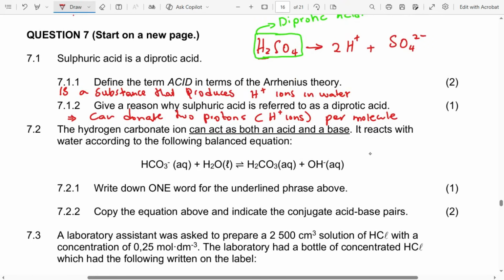A hydrogen carbonate ion can act as both an acid and a base. So, one word for the underlying phrase: if something can act as an acid and a base, we call that an ampholyte. So it reacts with water according to the following balanced equation. We can see that. So the hydrogen carbonate, that's the hydrogen carbonate. So this is your hydrogen carbonate. So now they say write down one word for the underlying phrase above. We call that an ampholyte.